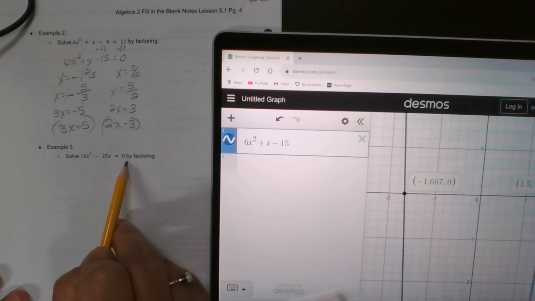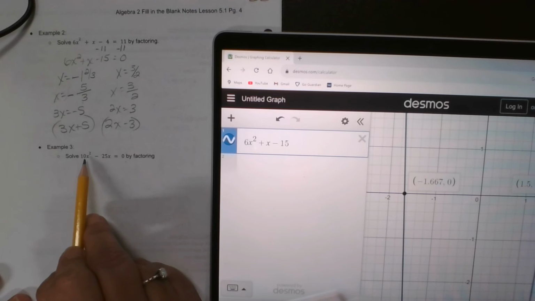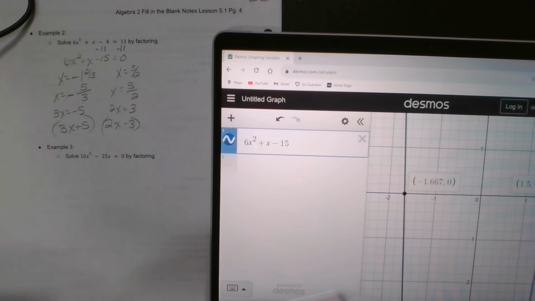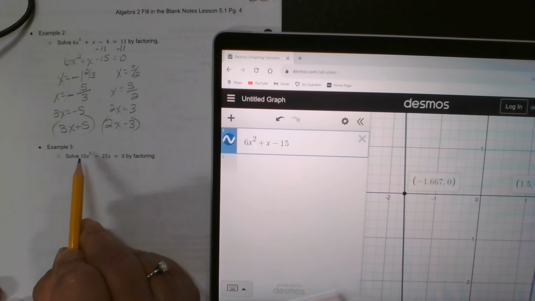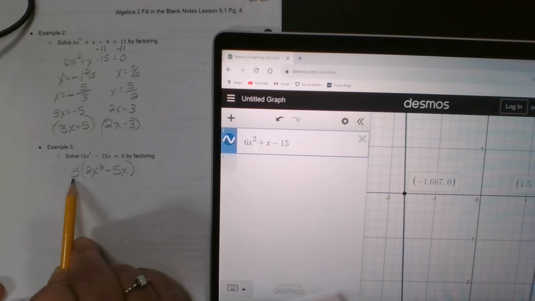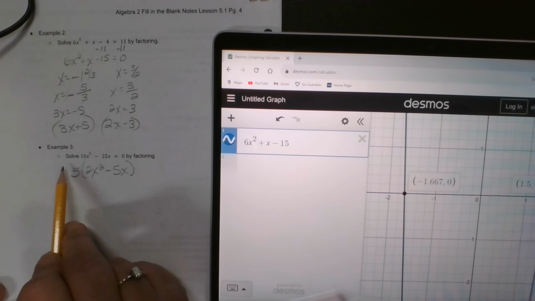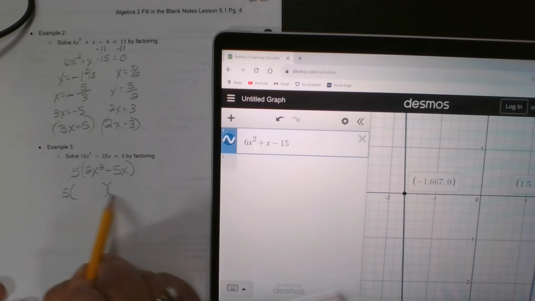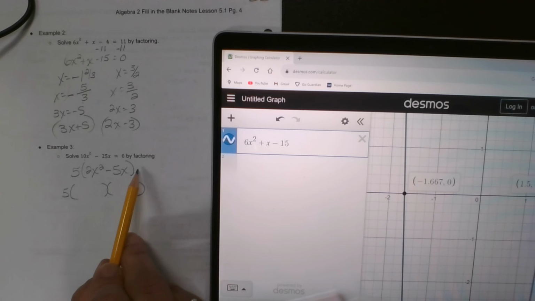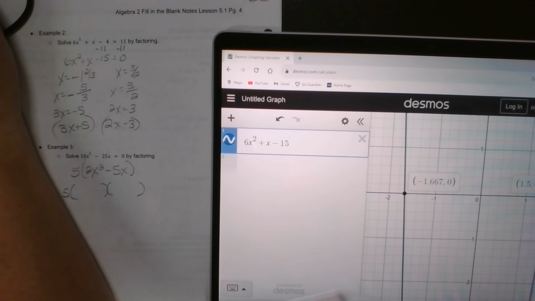Okay, try this one. It is set equal to 0. Okay, I'm going to tell you that there's a trick here before you get started. 10 and 25, they have something in common. They have a 5 in common. So if you divide that by 5, you get 2x squared. Divide that by 5, you get minus 5x. This is a multiple, so it's not part of your zeros. It is 5 times whatever your two factors are. So graph just this, 2x squared minus 5x.